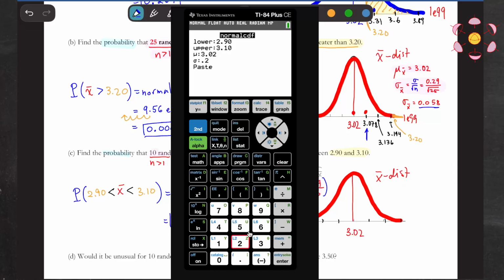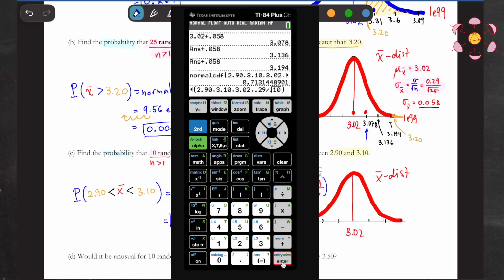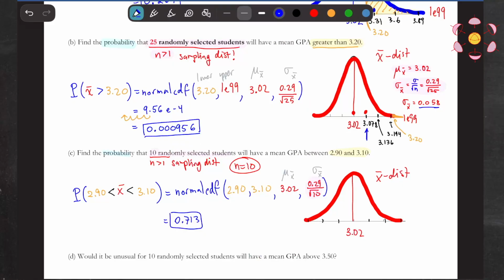It's 0.29, that's the population standard deviation, divided by second x squared, so that we can pull up this square root button, and now we type in 10. And I just like closing the parentheses. I think it'll be fine if you don't add it. Okay, and then hit enter, and there is our answer. Cool. All right, so there's our answer.